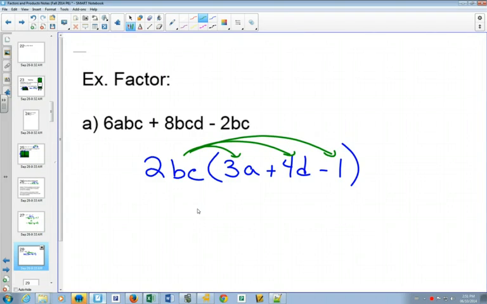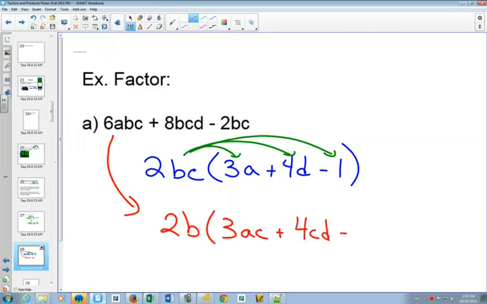What if I did 2b and then times by 3ac plus 4cd minus c? Okay, good. So here's the question. What happens if you took out a 2b and you get 3ac plus 4cd minus c? This isn't wrong, but it's not factored completely.